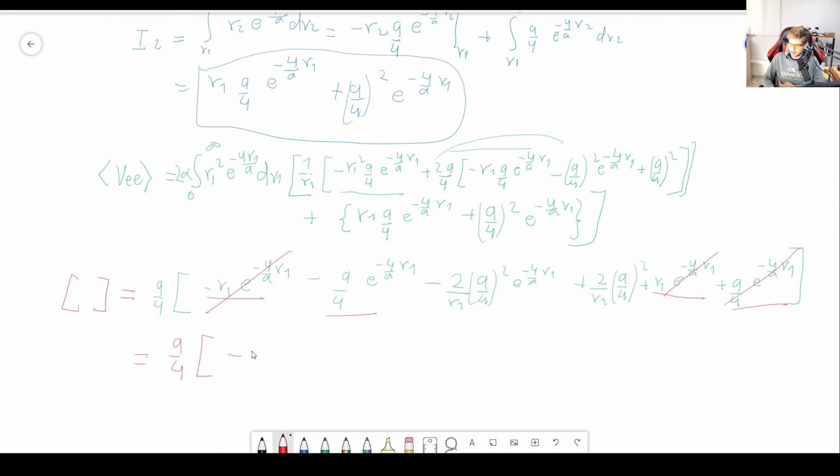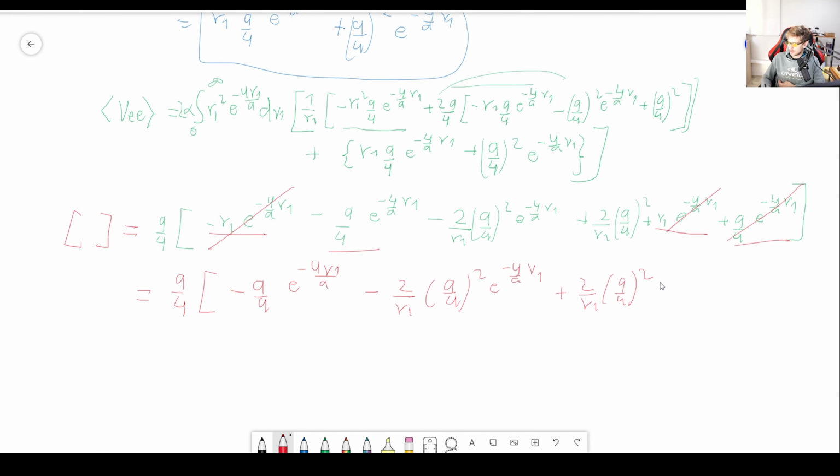And then we get minus a over 4 e to the minus 4 R1 over a, minus 2 over R1 a over 4 squared e to the minus 4 over a R1. And then I have this plus 2 R1 a over 4 R squared. There we go. Okay, what else can we do here?